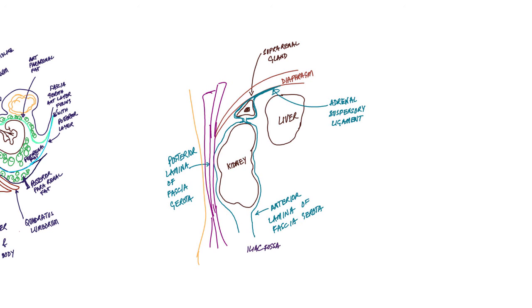Inferiorly, both layers do not fuse, they continue going downwards. Posterior layer becomes fused with the iliac fossa's fascia, so iliac fascia, and anterior layer just becomes fused with the fats and the connective tissue in the iliac fossa, but it does not fuse with the posterior layer. So these are the capsules of the kidneys.